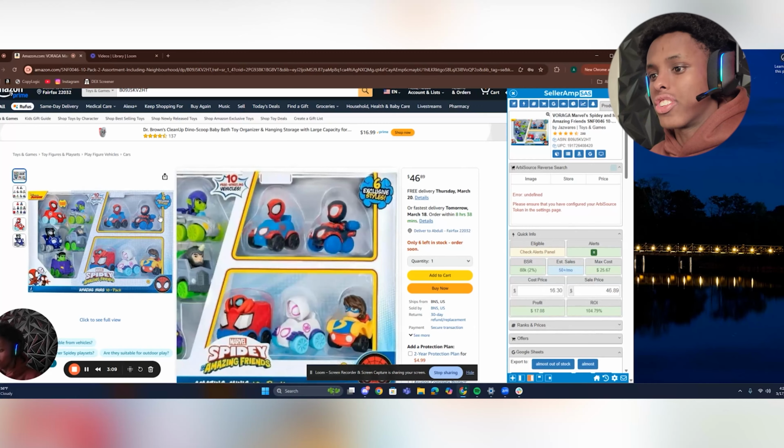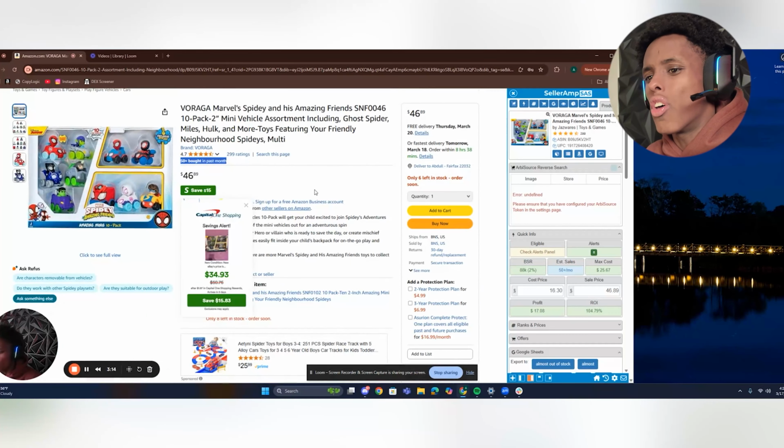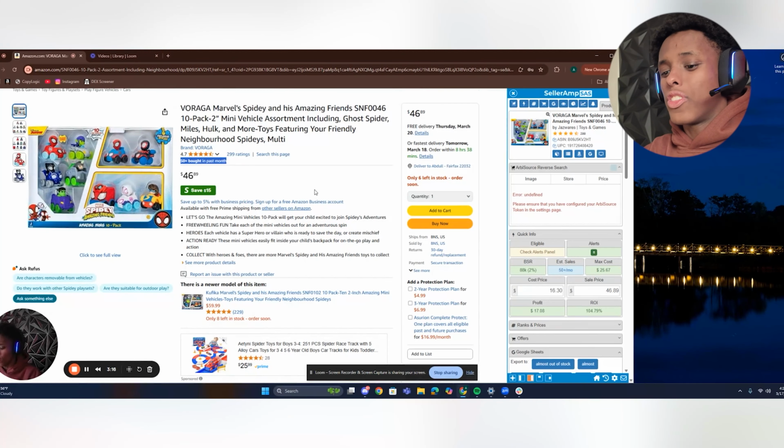Next thing I want to look at, does it sell? 50 plus bought per month. It does sell, right? It's on the lower end. It moves 50 plus times per month, so it's not something we go incredibly deep in.